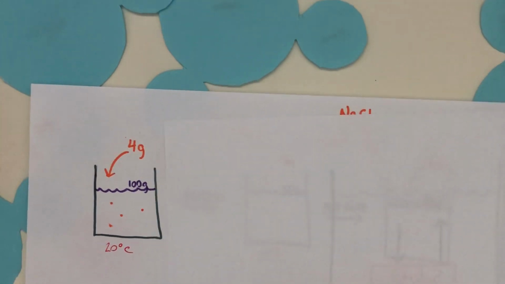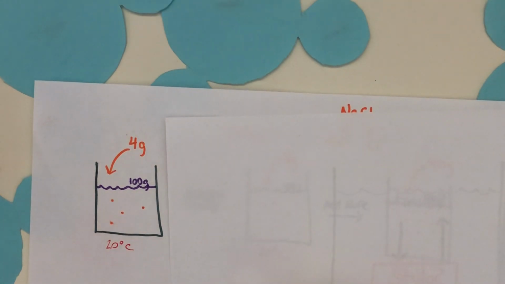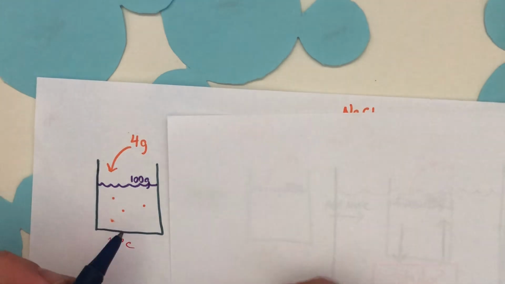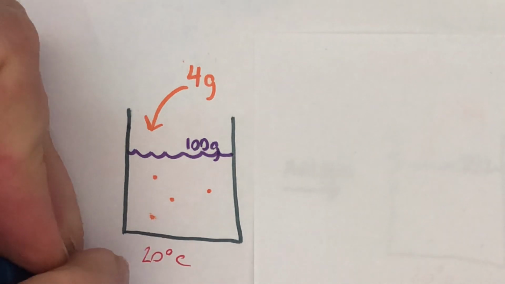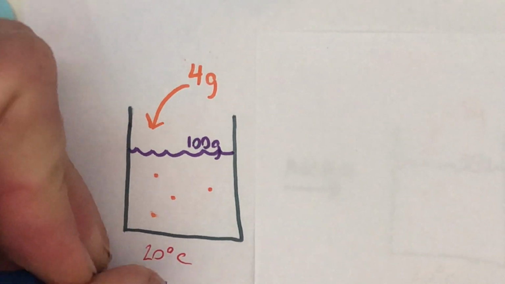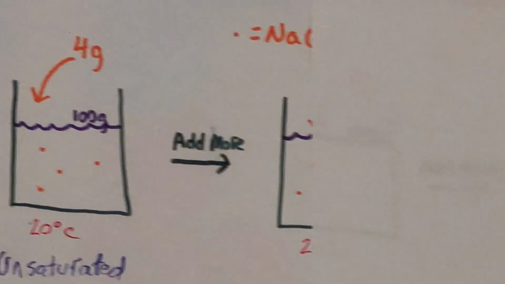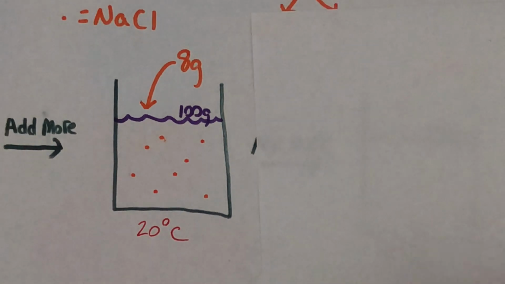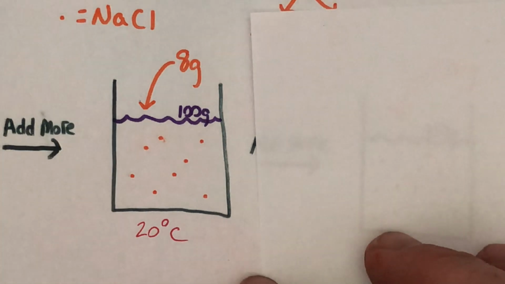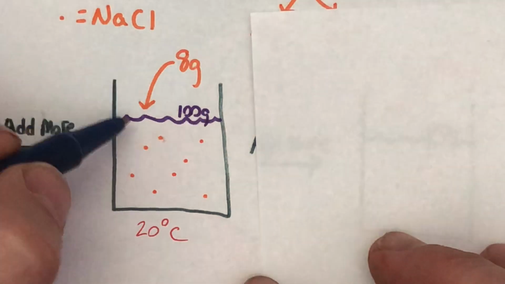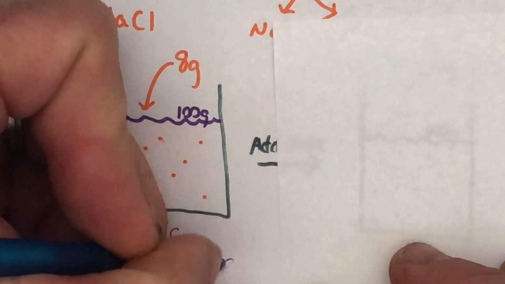So let's say we just want to put 4 grams into 100 grams of water. Well, all of those solute particles are going to be able to dissolve, and none of them will sink back down to the bottom. And so we would call this an unsaturated solution. And so what if we added more solute? So now we're up to 8 grams at the same temperature, same amount of water. Remember that water can hold 35.9 grams of salt. We're only at 8, so we still have an unsaturated solution. Now let's add even more.